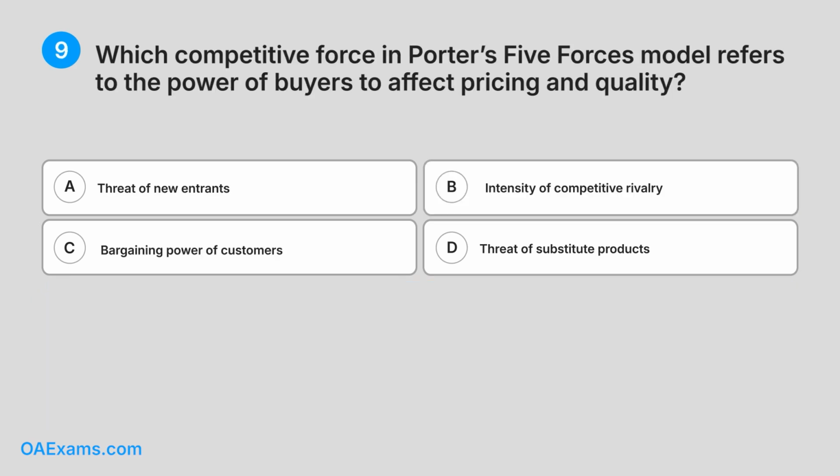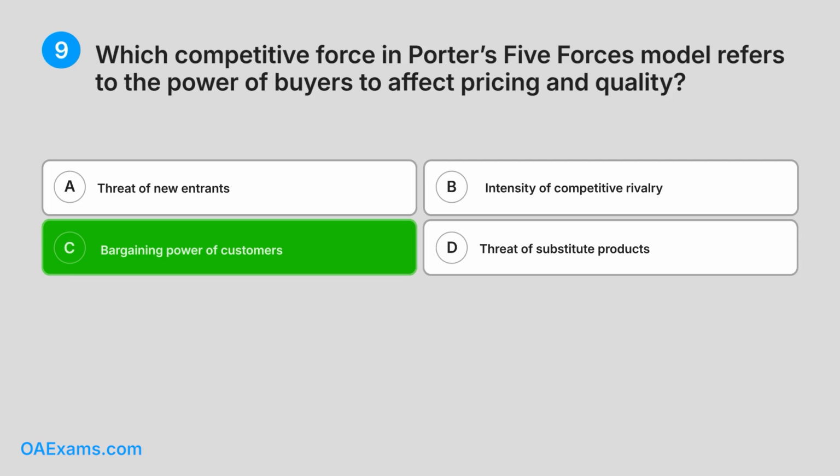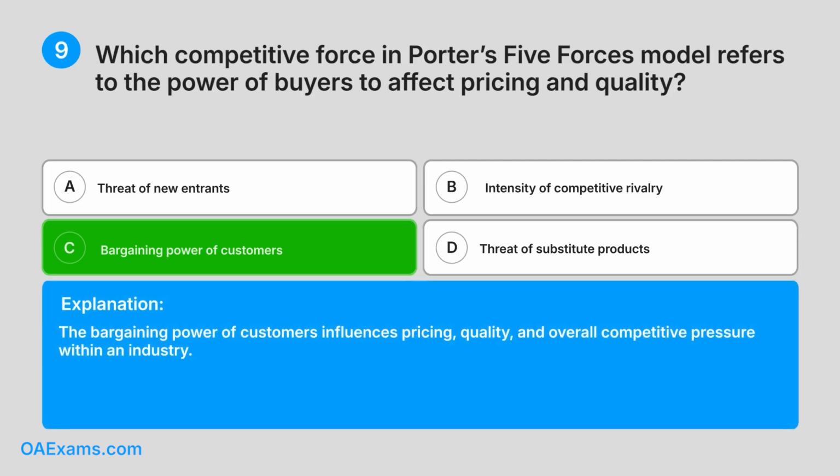9. Which competitive force in Porter's 5 forces model refers to the power of buyers to affect pricing and quality? A. Threat of new entrants. B. Intensity of competitive rivalry. C. Bargaining power of customers. D. Threat of substitute products. Do you know the answer? Correct answer, C. Bargaining power of customers. Explanation. The bargaining power of customers influences pricing, quality, and overall competitive pressure within an industry.